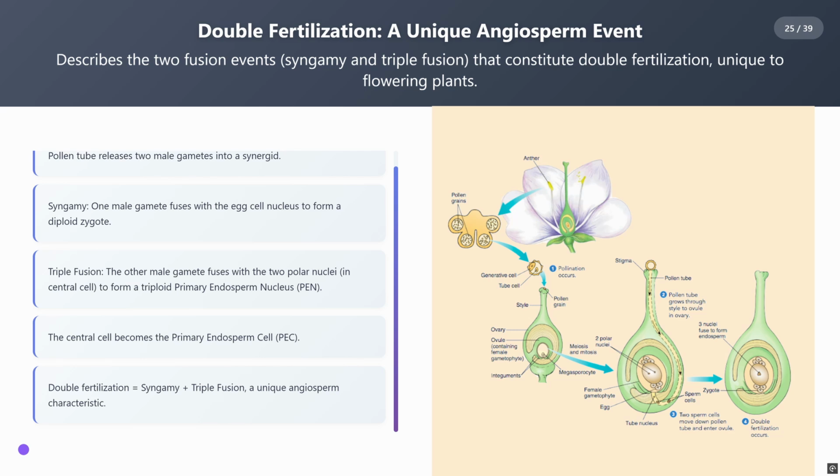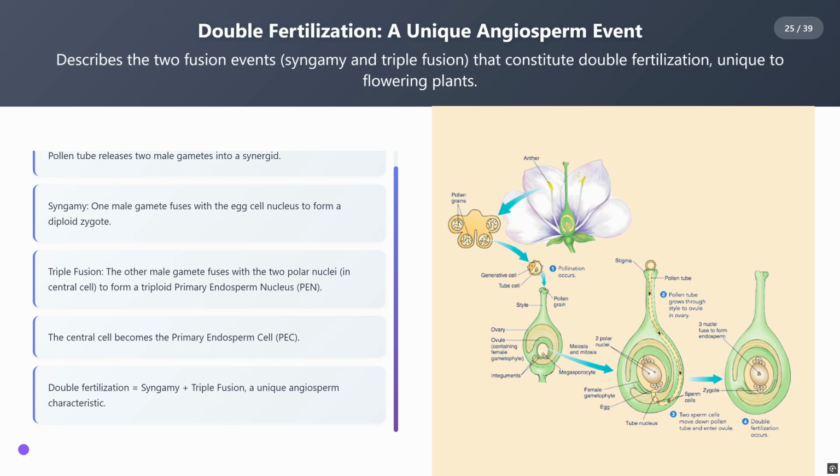The other male gamete moves towards the large central cell, the one containing the 2 polar nuclei. This second male gamete fuses with both of the polar nuclei simultaneously. Fuses with 2 nuclei at once. Yes. Since this fusion involves 3 haploid nuclei, 1 male gamete nucleus plus 2 polar nuclei, it's called triple fusion. The result of triple fusion is the formation of a triploid nucleus, which we call the primary endosperm nucleus, or PEN. Triple fusion forms the PEN, triploid.